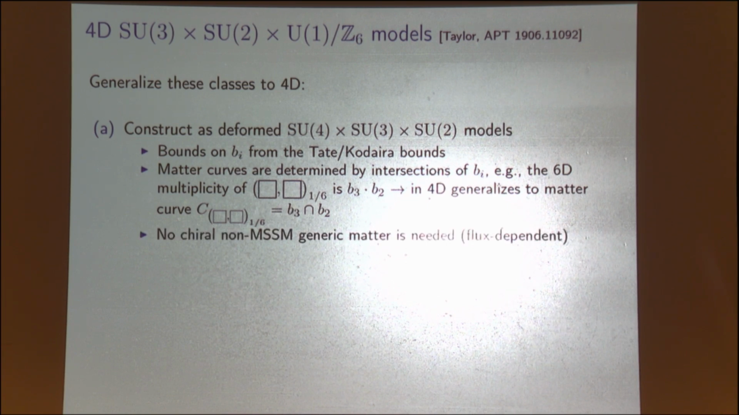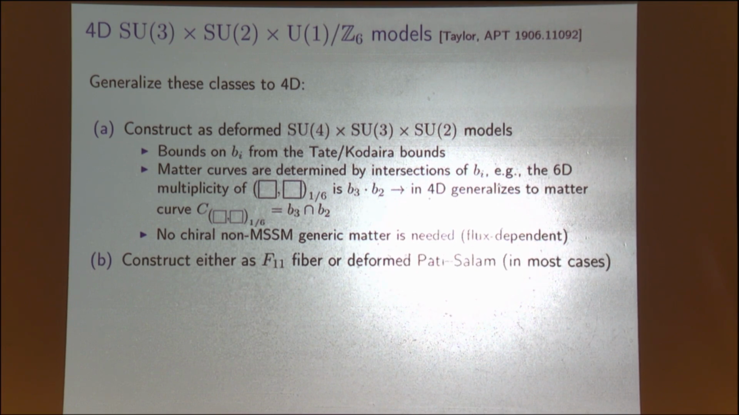OK, and just an important note, because the chiral matter is determined by fluxes that are added in addition to this geometric data, even though there are non-MSSM representations that are present in this generic matter story, they are not necessarily chiral at this point. That is determined when we add fluxes in on top of this story.